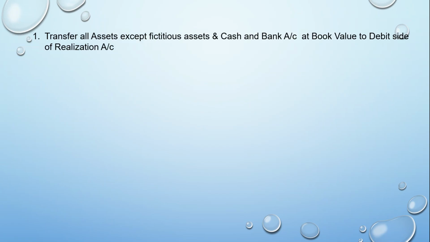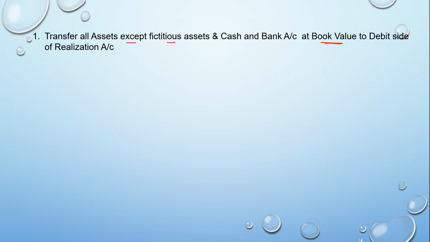First step is you will be given the balance sheet. From there first you transfer all the assets except fictitious assets and cash and bank account balances at their book value, means at whatever value given in the balance sheet, to the debit side of realization account.